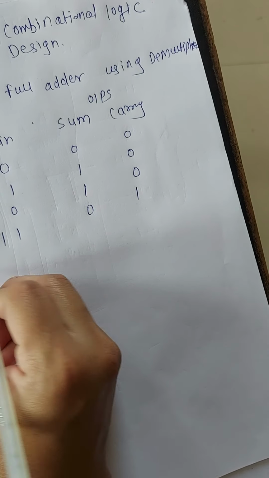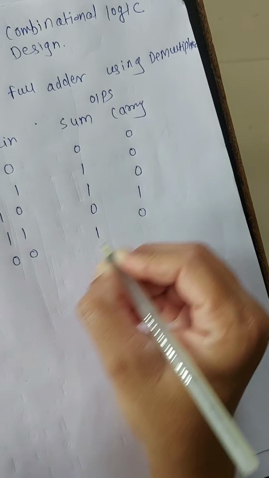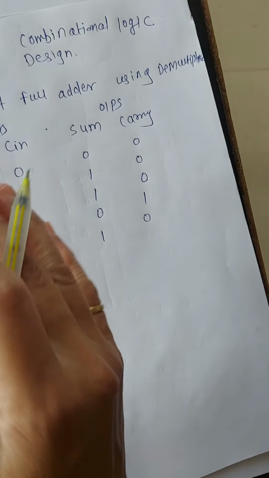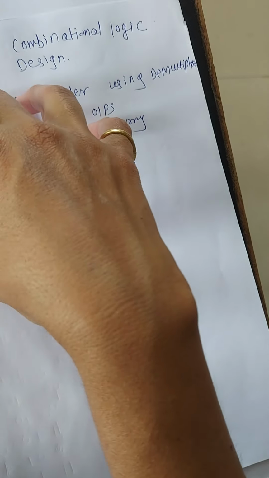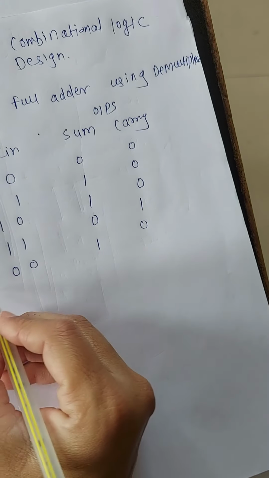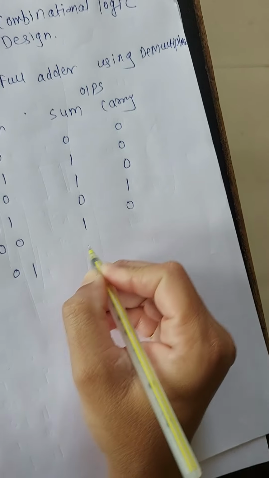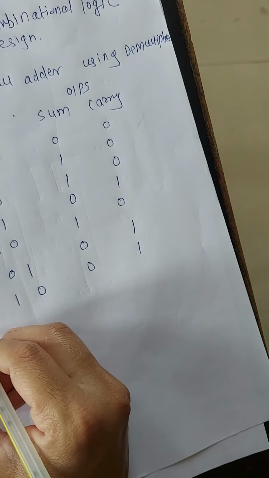This is the truth table of the full adder, and we implement that full adder in a demultiplexer. 1 0 0: sum 1, carry 0. 1 0 1: sum 0, carry 1. 1 1 0: sum 0, carry 1. 1 1 1: sum 1, carry 1.